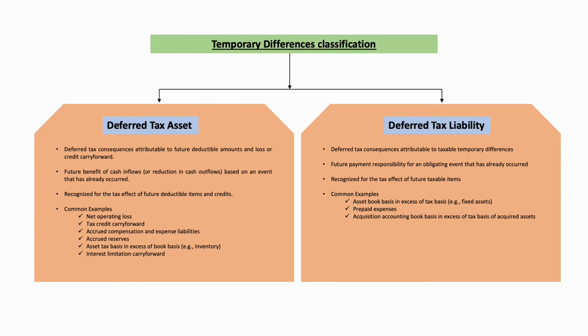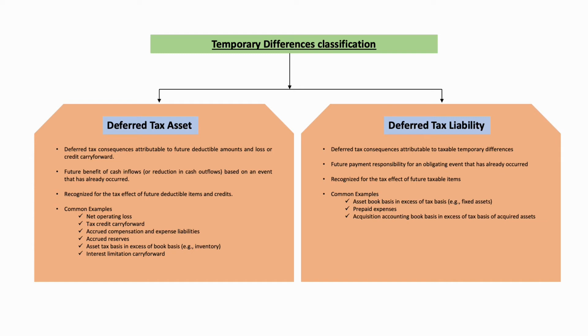The other examples are like tax credit carry forward and any expense that you have accrued in current year, which you're not allowed to deduct on your current tax return, but you will get to deduct it in future years. So that creates a deferred tax asset.